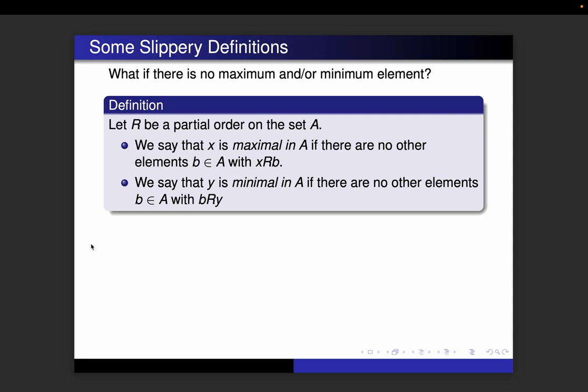We say that an element Y is minimal in A if there are no other elements B with B related to Y. In other words, Y is minimal when there aren't any other elements that Y itself outranks, or have a lower rank than Y.